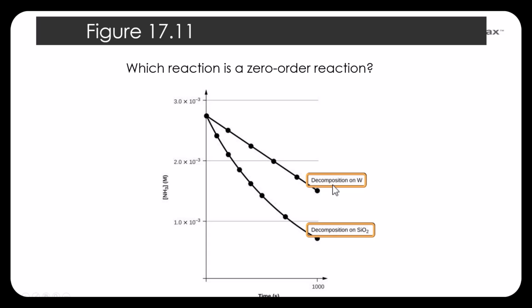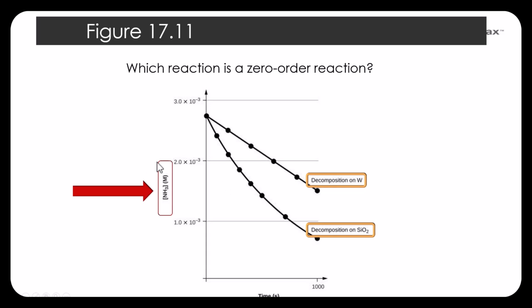That fits a straight line here. The decomposition of sulfur dioxide is not zero order because we get this kind of curved line. It doesn't fit that straight line. So if I had to pick which one of these was a zero order reaction, it would be the decomposition of tungsten. Okay. How will I know that on a test?